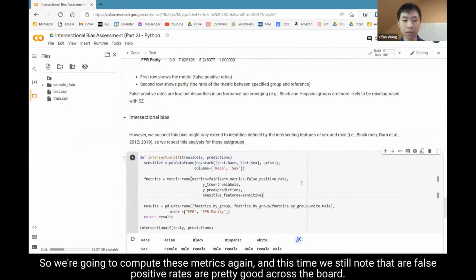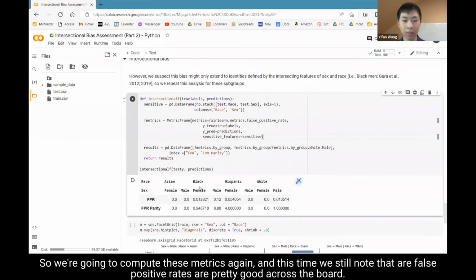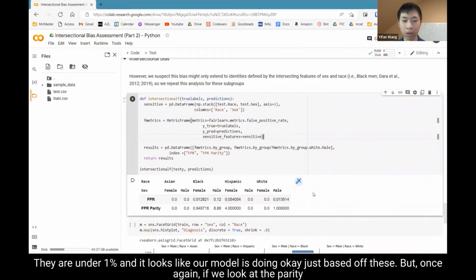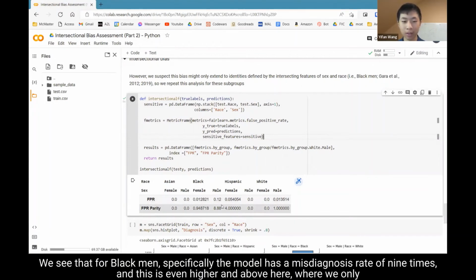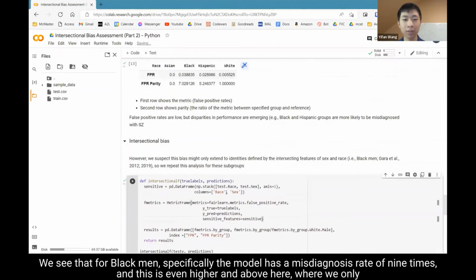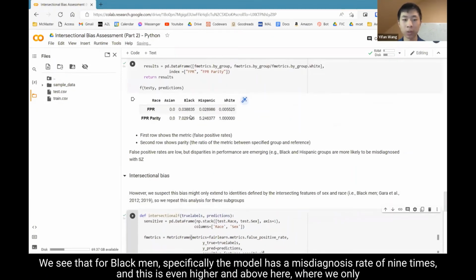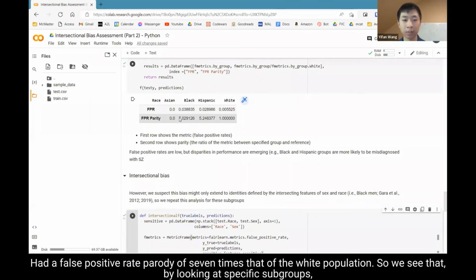So we're going to compute these metrics again. And this time, we still note that our false positive rates are pretty good across the board. They are under 1%, and it looks like our model is doing okay just based off these. But once again, if we look at the parity, we see that for Black men specifically, the model has a misdiagnosis rate of 9 times. And this is even higher than above here, where we only had a false positive rate parity of 7 times that of the white population.